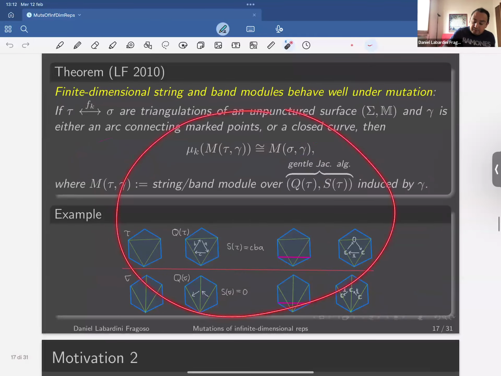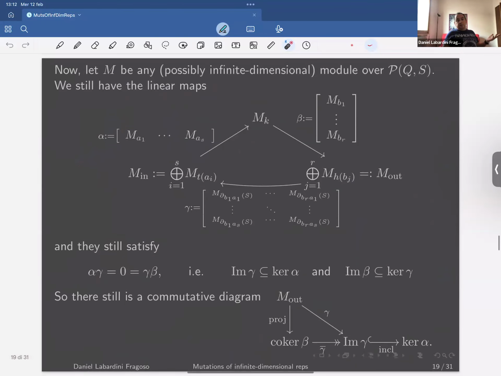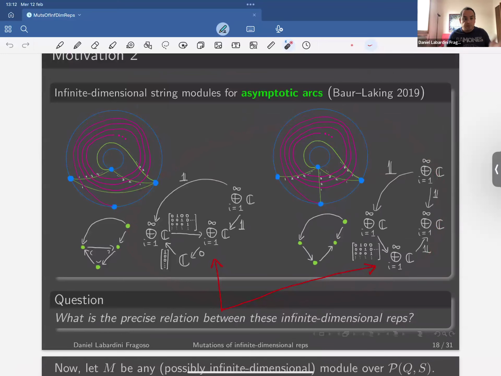So we have at least two motivations. We would like to be able to mutate the projectives when they are infinite dimensional, and also certain infinite dimensional representations that arise very naturally from curves on surfaces.